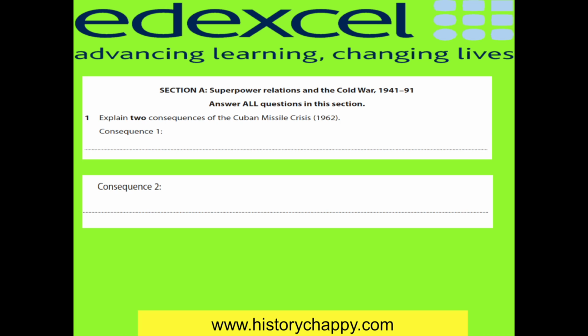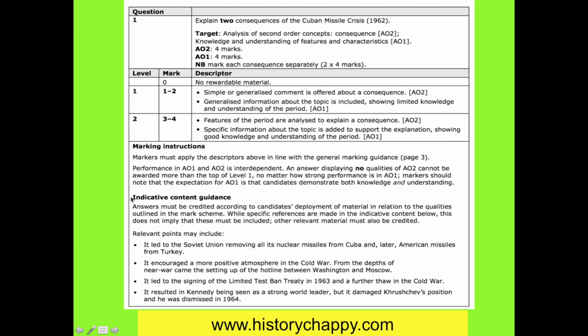Okay, so let's have a look at these 3 questions, how they're set up, the mark scheme, and we'll give you some examples of what success might look like. So an exemplar question is explain 2 consequences of the Cuban Missile Crisis. Obviously, the actual descriptor there might change, but the stem will always remain the same. You have to give 2 consequences completely separate from each other. Consequence 1 and then consequence 2.